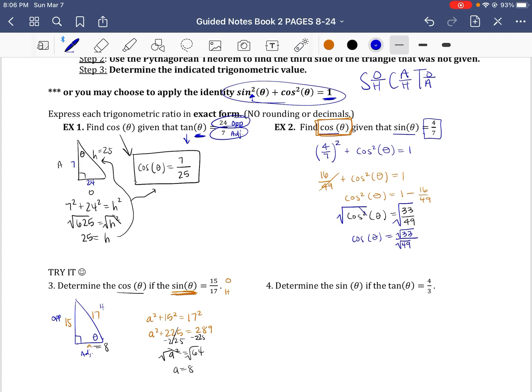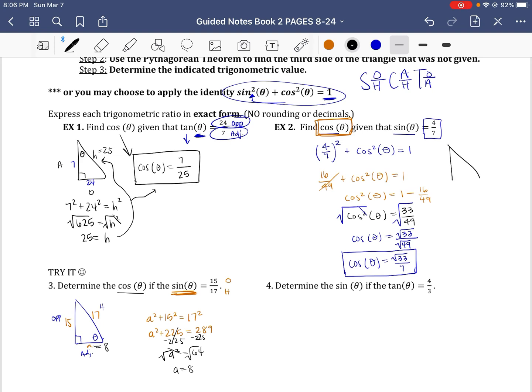Remember when we do the square root of a fraction, we do the square root of the top over the square root of the bottom, and that bottom simplifies nicely. So we get square root of 33 over square root of 49, which is 7. So essentially this one would be our answer there because we solved for the cosine.